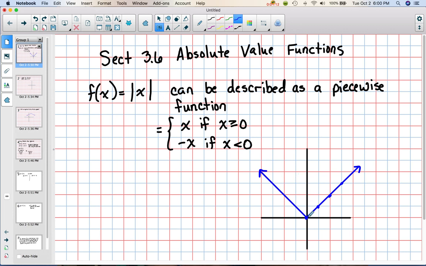Again, we've got this line over here is the identity line, y equals x, and over here we have y equals negative x, or the opposite of x, for these values in the domain.